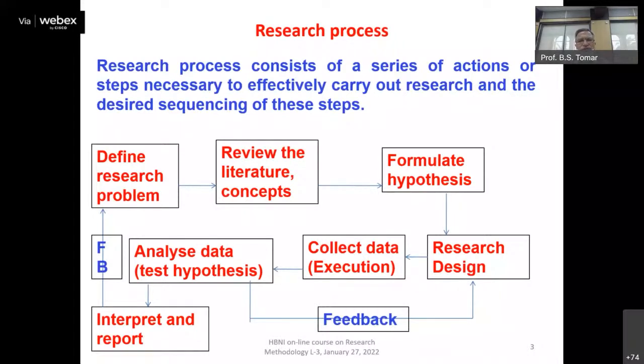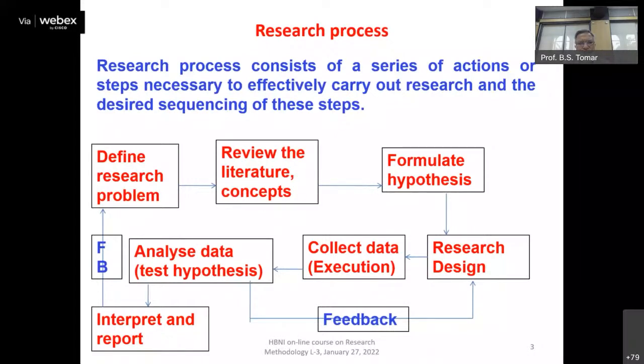So the research process consists of a series of actions or steps that are necessary to carry out the research work effectively. And so the sequence of the different steps is given below. So first thing is that we define the research problem exactly. Once we choose a topic of research, within that topic also we define a research problem, which we may be working on for a period of 6 months or 1 year, or even more than that.